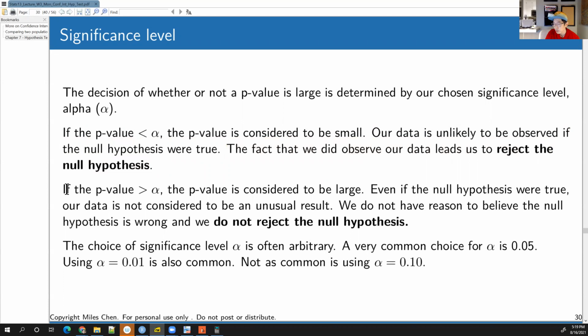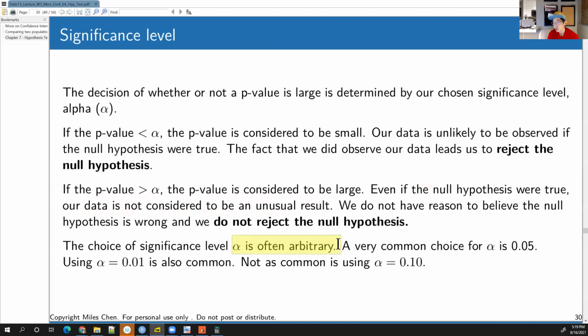And on the other hand, if the p-value is large, meaning it's greater than alpha, then that means, even if the null hypothesis were true, our data is not considered to be unusual. And therefore, we don't have any reason to believe that the null hypothesis is wrong, and we don't reject the null hypothesis. Okay. The choice of the significance level alpha is often arbitrary.